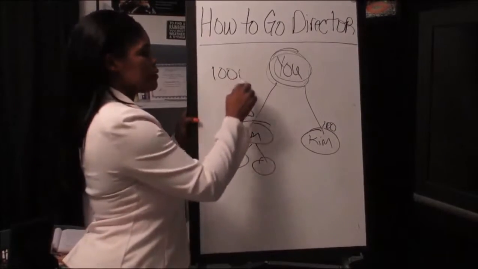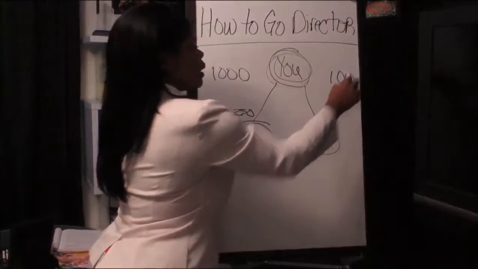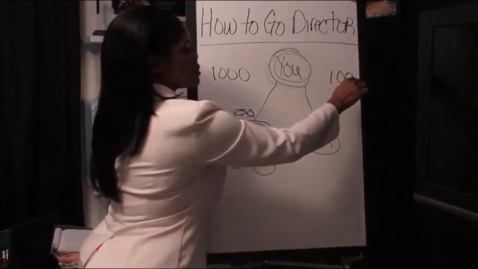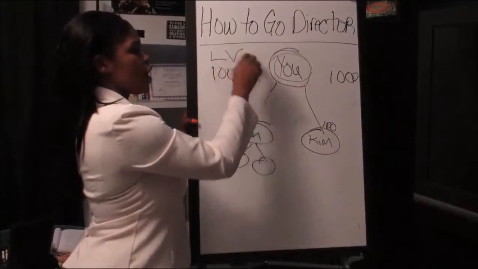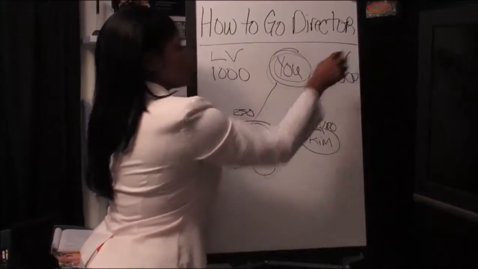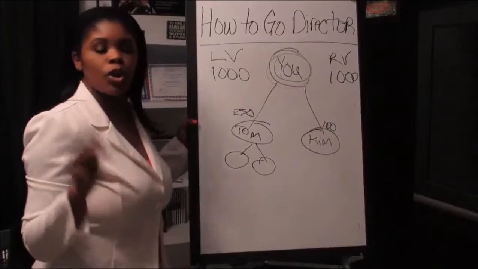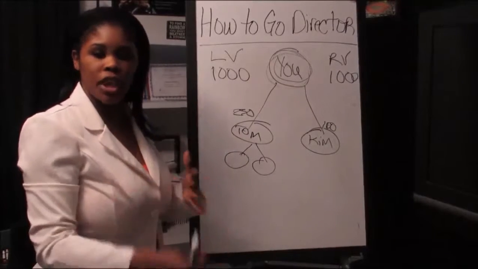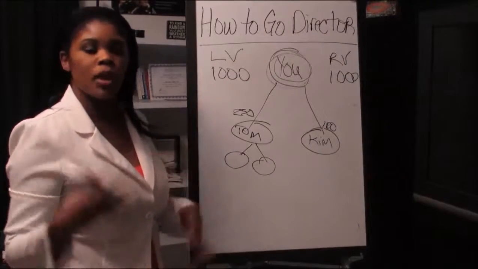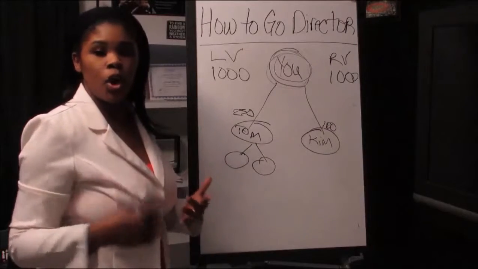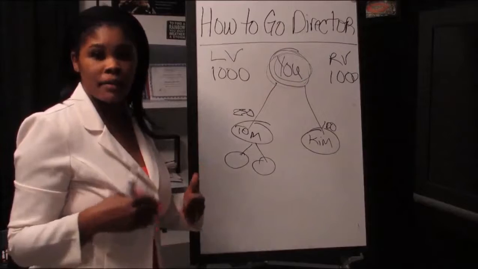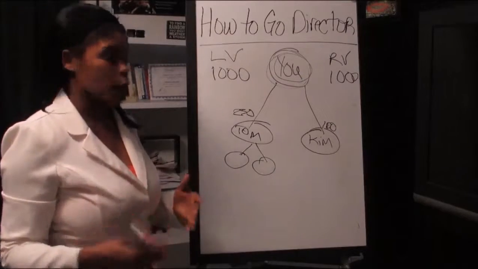1,000 on your left and 1,000 on your right. This is going to be your left volume and your right volume. And later on in the video, we're going to show you how you can go in and check your volume to see how much volume you have on your left and how much volume you have on your right. But you yourself can keep track of that as you're enrolling people as well.